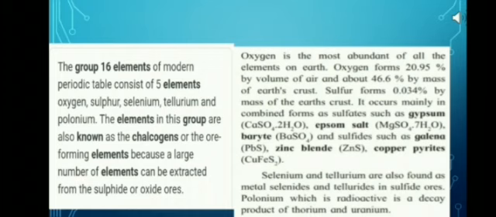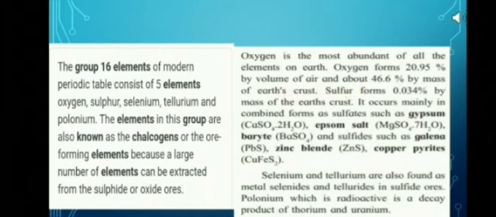In group 16, the elements oxygen, sulfur, selenium, tellurium and polonium are present. This is called the oxygen family. A large number of metal ores are oxides and sulfides. These group 16 elements are also called chalcogens because a large number of metal ores are oxides or sulfides. Now, oxygen is the most abundant of all the elements. We know that 20.95% of oxygen is present in air and about 46.6% by mass of the earth's crust.